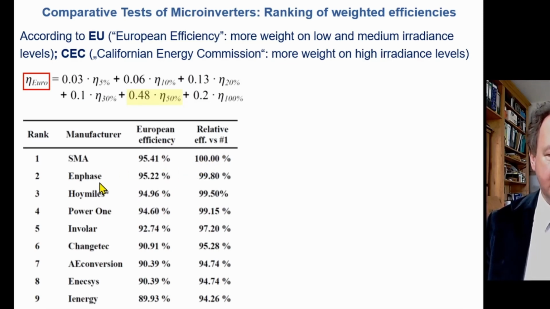Enphase is only a little bit worse. You see here it's only a difference of 0.2% towards the best, with a European efficiency of 95.22%. And even the worst here, the European efficiency is about 90%, and in relation to the best, the difference is about 5.5%.